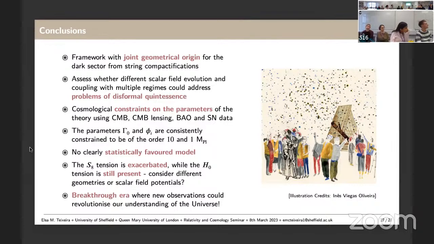So one possibility would be maybe to take another warp factor, because we took just the simplest case, or another potential. But again, this would have to be theoretically motivated. And just finishing by saying that I think this is a very exciting time, because now we will have Euclid being launched. And so we will finally be able to say whether there is convincing grounds for dark energy or even dark energy interactions.